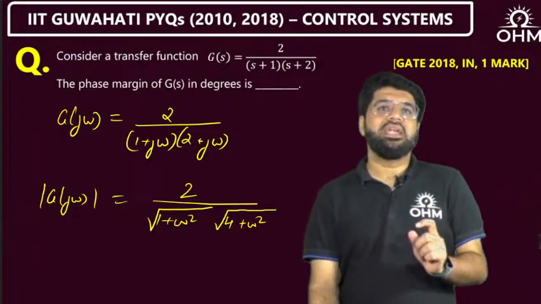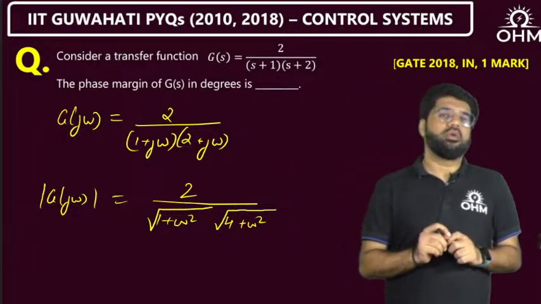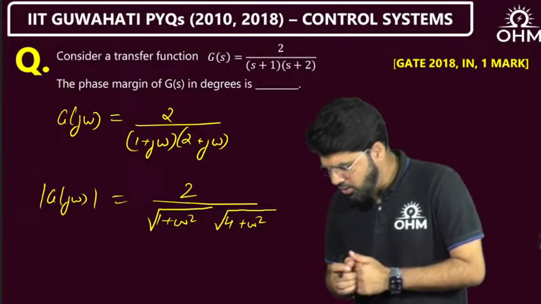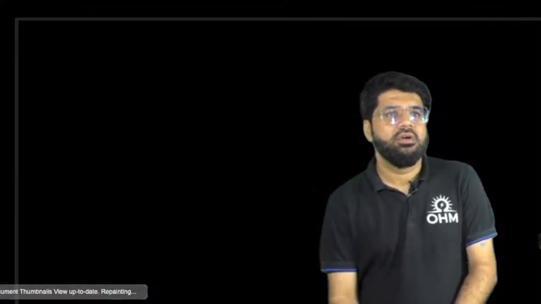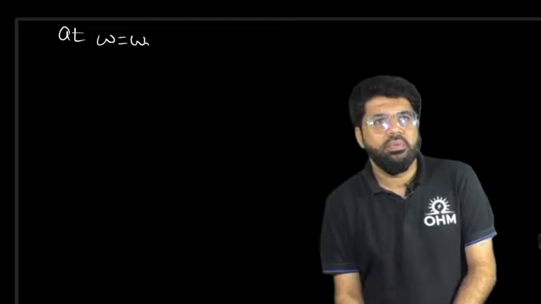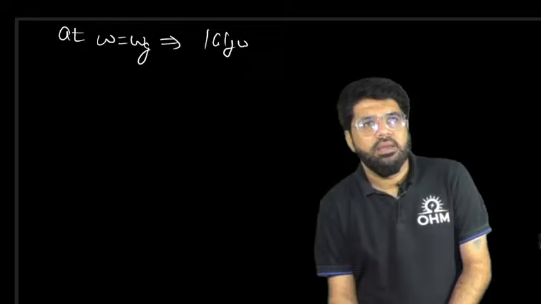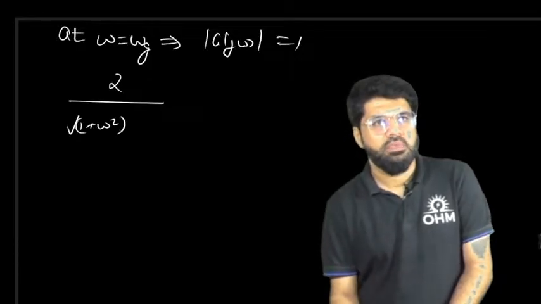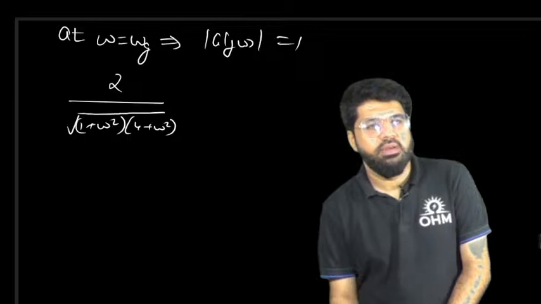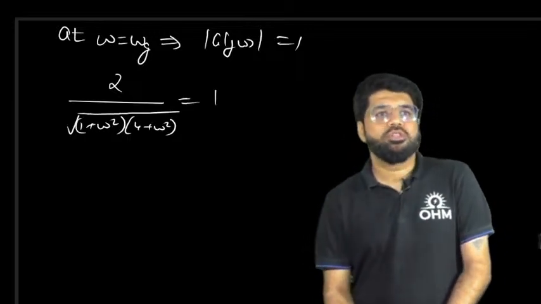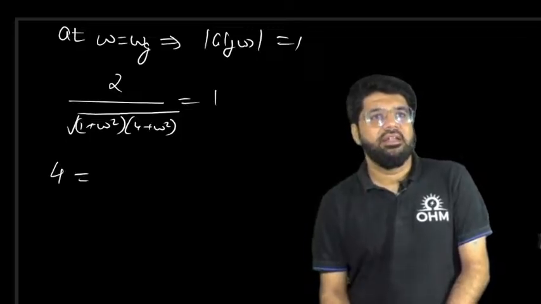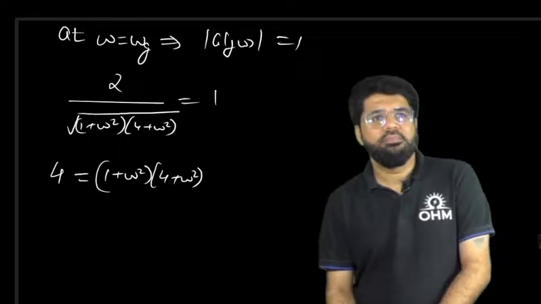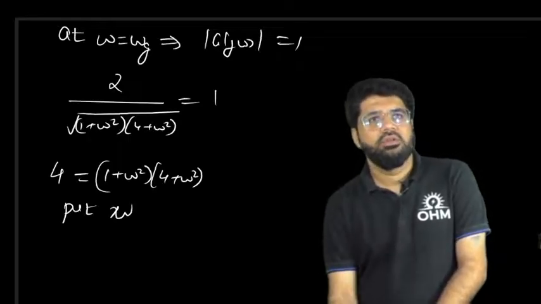Now phase margin is calculated at omega g, and what is omega g? The gain crossover frequency, the frequency at which the magnitude is 1. With respect to the polar plot, it is the polar plot crossing the unit circle. So at omega equal to omega g, magnitude is 1, that is 2 upon root of (1 plus omega square) times (4 plus omega square) should be equal to 1. Squaring and simplifying, 4 equals (1 plus omega square)(4 plus omega square).